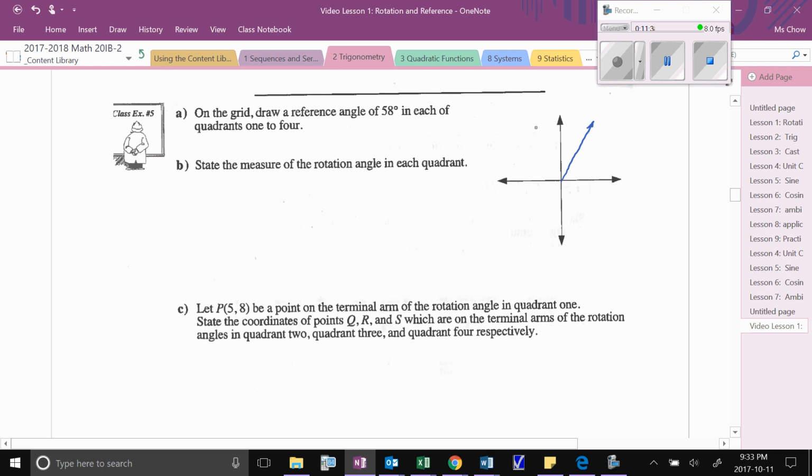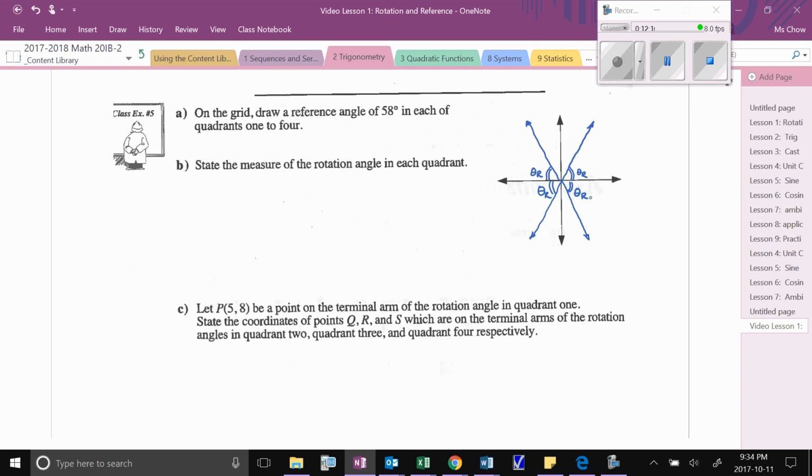We can reflect that into quadrant 2. There's 58 degrees. Reflect that again into quadrant 3 and then into quadrant 4. So in every single case, this is my reference angle of 58 degrees, and again right here, and again right here. So there are 4 reference angles of 58 degrees in each of quadrants 1 to 4.